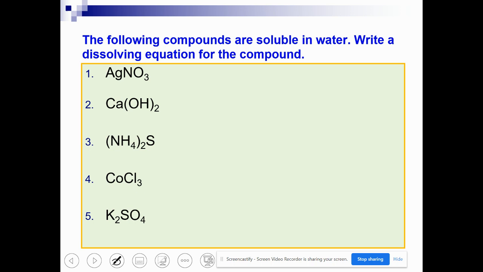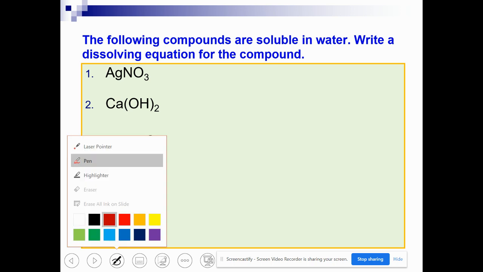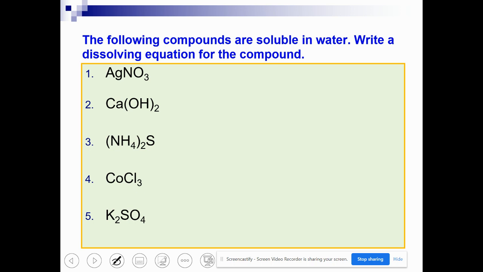Here's a few for you to try. Again, maybe the best thing to do would be to pause the presentation, try them. Now, all of these are soluble, so you don't have to worry about checking the rules, but you can just for practice. And then what I want you to do when you have these formulas written down is practice breaking them apart into ions. Once you've had a chance to do that and you're done, restart the presentation and check your work.